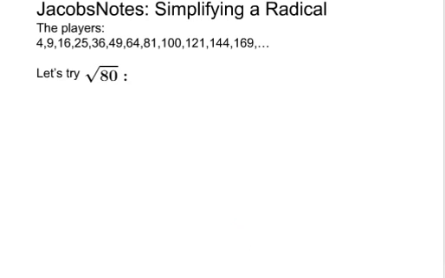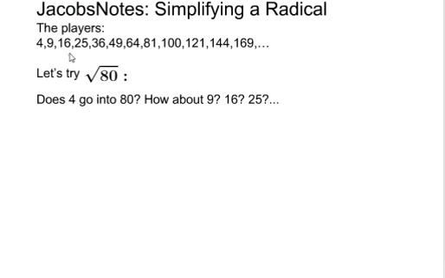Consider the square root of 80. Again, we play the same game. Does 4 go into 80? How about 9? How about 16? How about 25? You're not just trying to write 80 as, oh, let me write 80 as 8 times 10. 8 doesn't matter. 10 doesn't matter. You don't care about those numbers. You only care about these players. 4, 9, 16, 25. Anyway, so we start the same way. We start asking these questions.